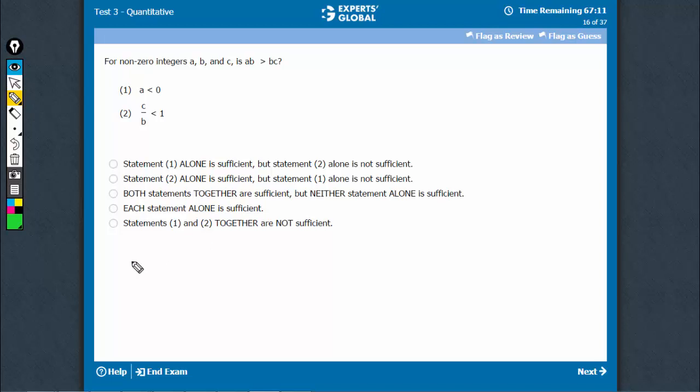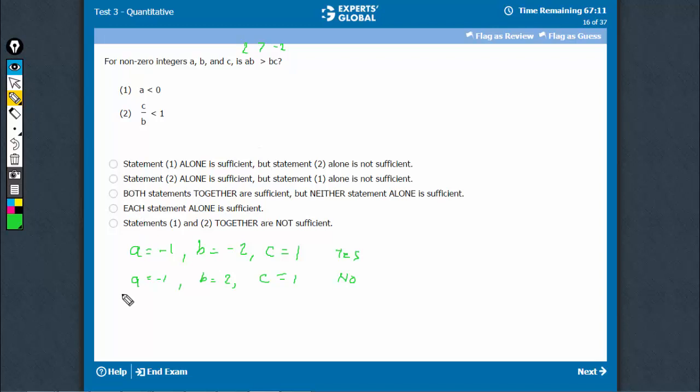So using statement 1, if we assume that A is equal to -1, B is equal to -2, and C is equal to 1, we get AB becomes 2 and BC becomes -2. So we get a yes. However, if we assume A is equal to -1, B is equal to 2, and C is equal to 1, we get no, because AB becomes negative and BC becomes positive.